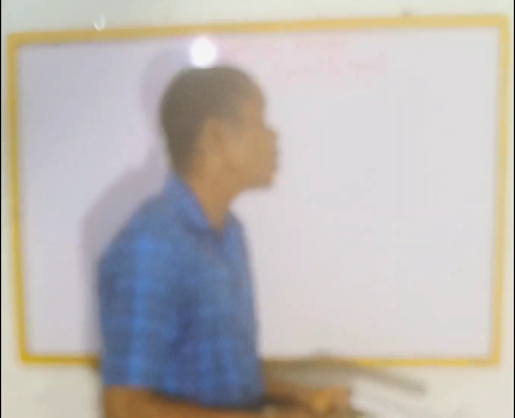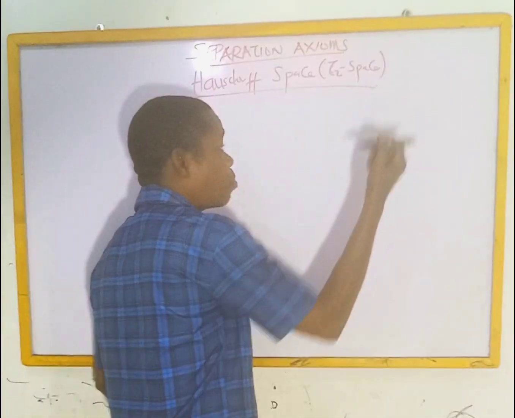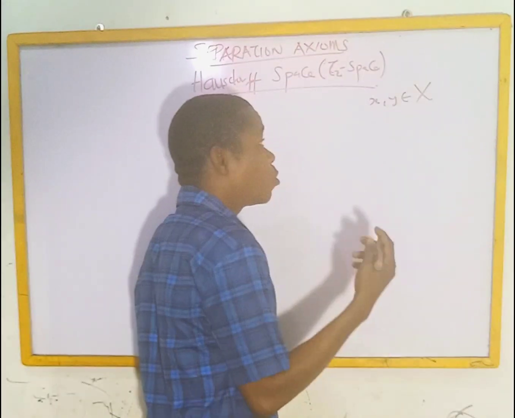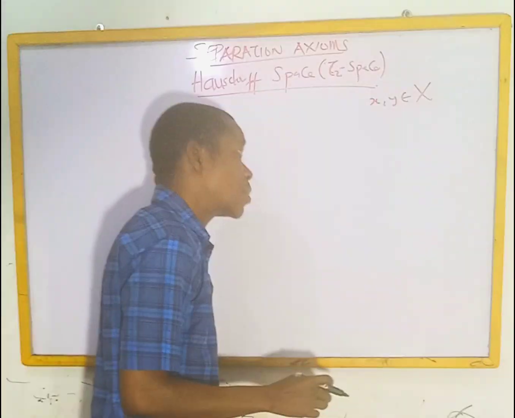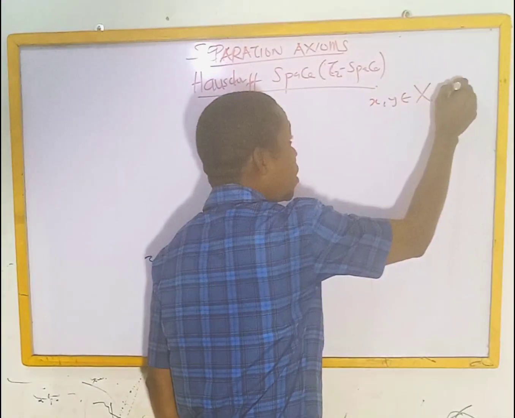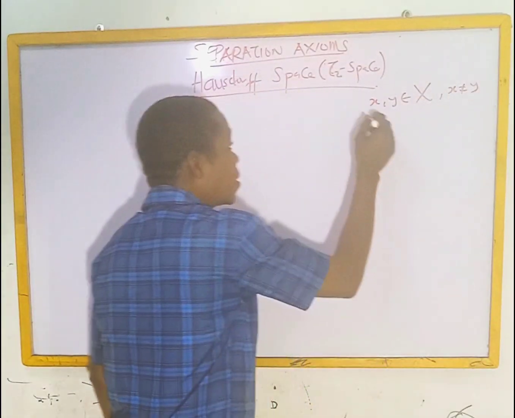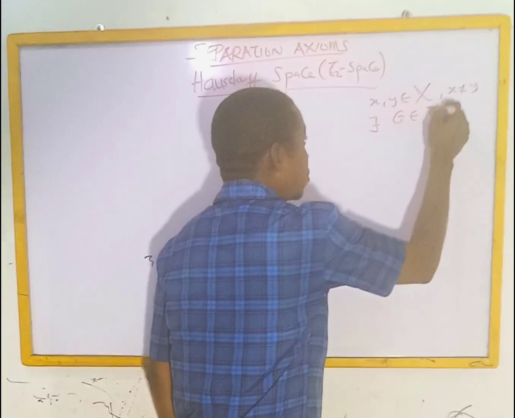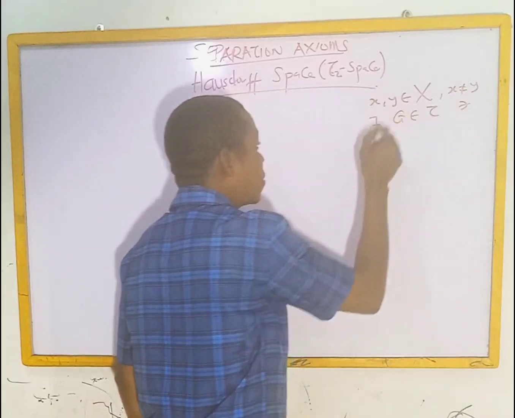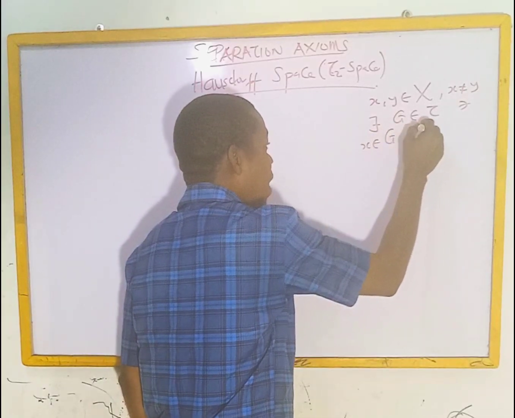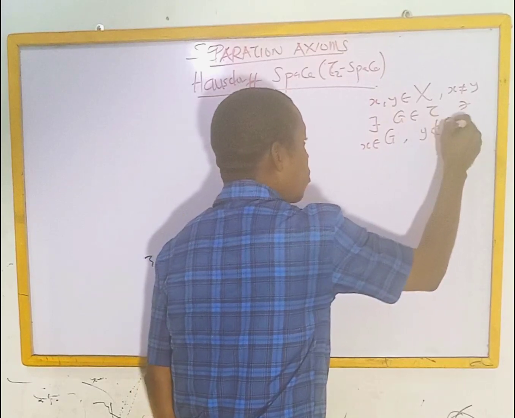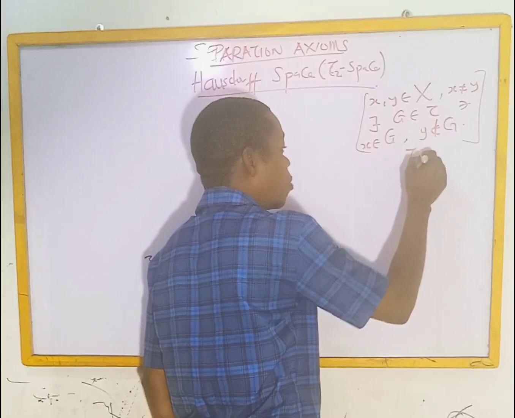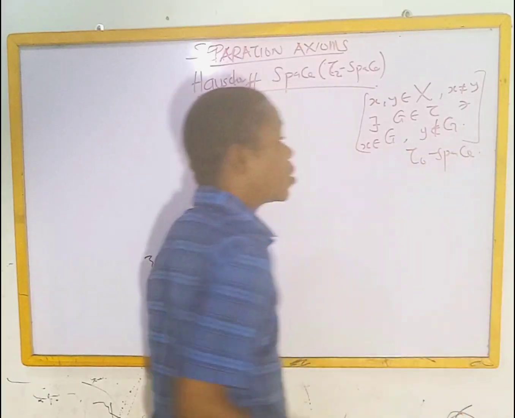Now, Tau0 space says that if you have two distinct points x, y in a topological space X, such that x is not equal to y, there exists an open set such that x is in that open set and y is not in that open set. A space that satisfies this condition is what is referred to as a Tau0 space.